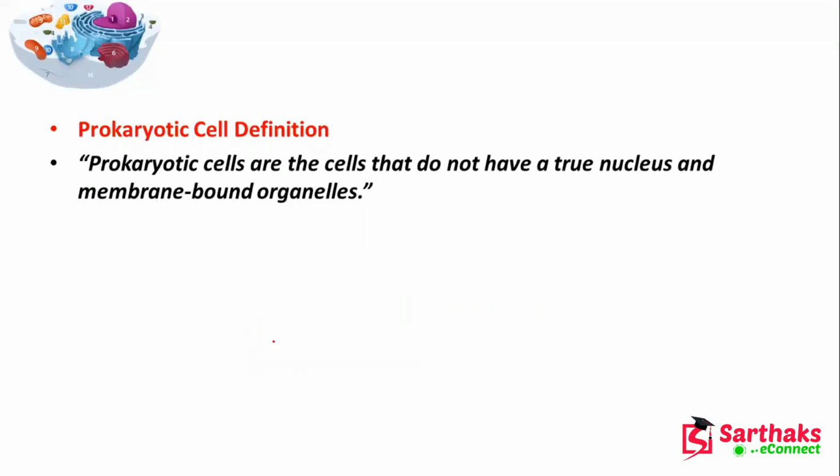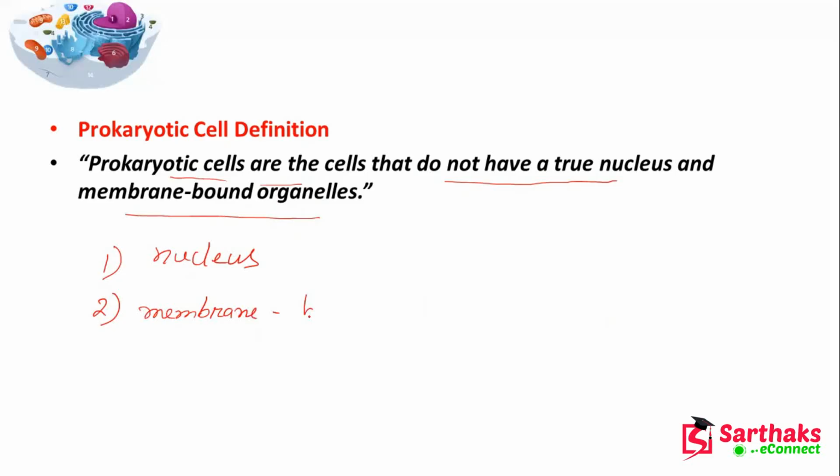Now, if we want to define prokaryotic cells, they are cells that do not have a true nucleus and membrane-bound organelles. So two things it does not have. One is the nucleus, and it does not have any membrane-bound organelles.